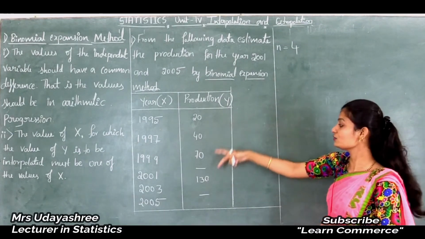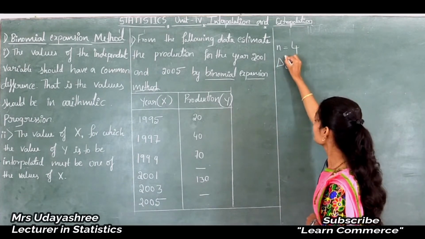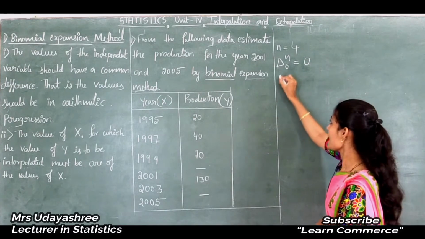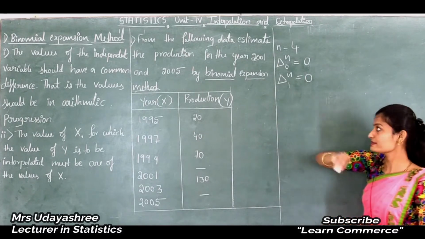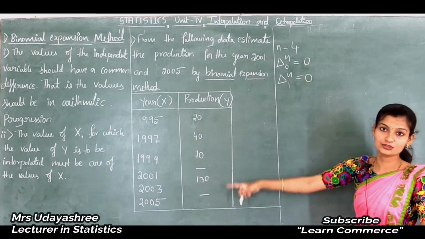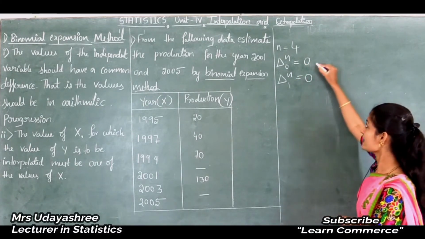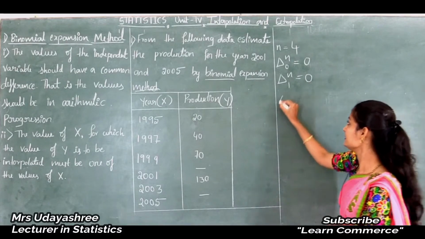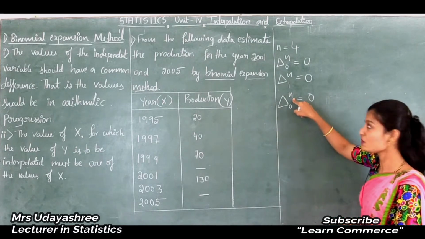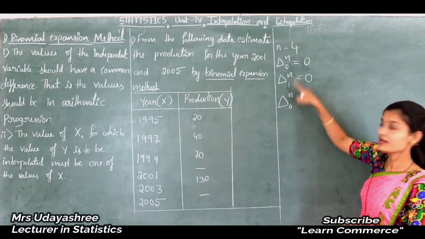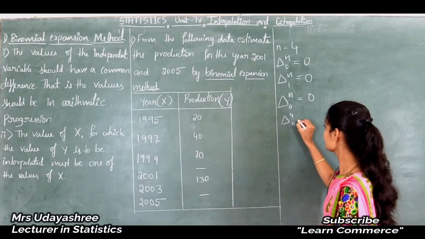Next, there are two missing values. Therefore we need to write delta naught n is equal to 0 and delta 1 n is equal to 0, because there are two missing values. Next I will consider the first one, that is delta naught to the power n is equal to 0. Here n is 4, so in the place of n I will substitute 4, that is delta 4 naught is equal to 0.